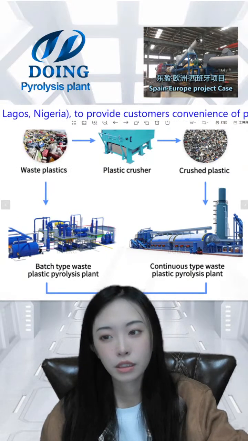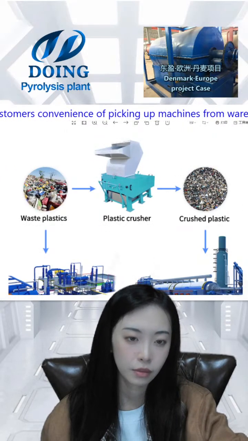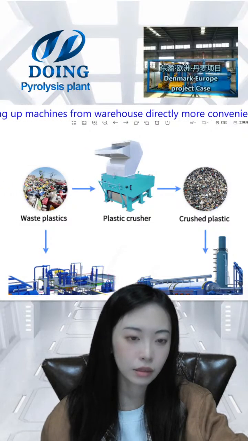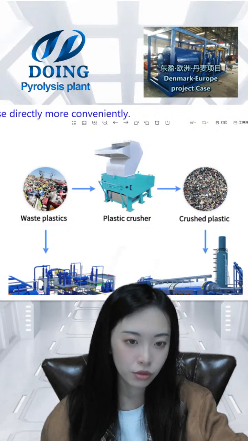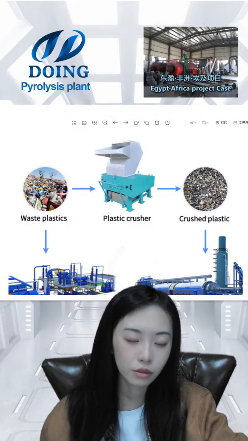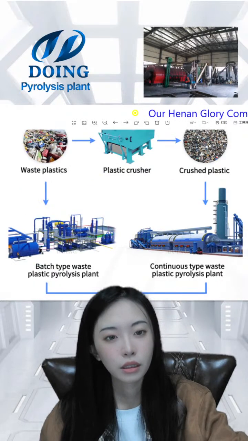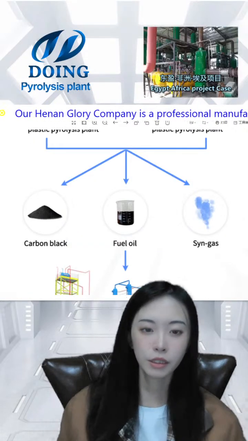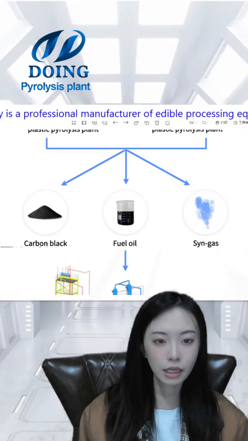And if you choose the continuous type pyrolysis plant, it's better to crush the plastic, because we need to feed, pyrolyze, and discharge the carbon black at the same time. So we need to ensure there is no oxygen inside and no flue gas released outside. So we need very small particles of plastic. But the products are the same: carbon black, fuel oil, and syngas.